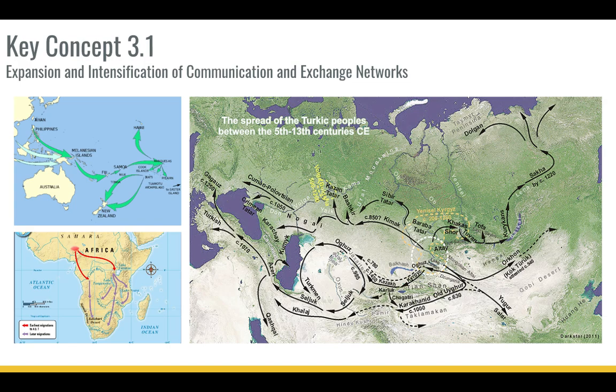In the top left-hand corner there, you see the Polynesian migrations. These migrations spread Austronesian languages. They spread food and animals, such as chickens, to new islands across the Pacific Ocean. And these took place, of course, over quite some period of time.